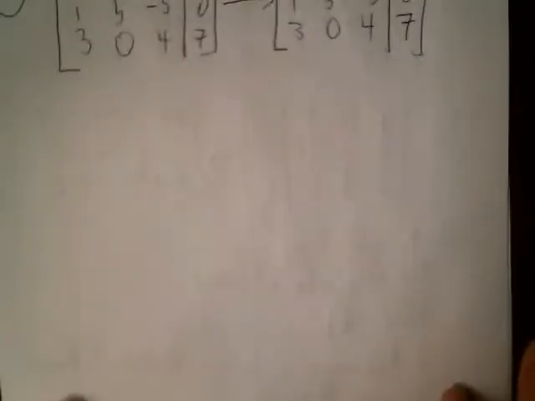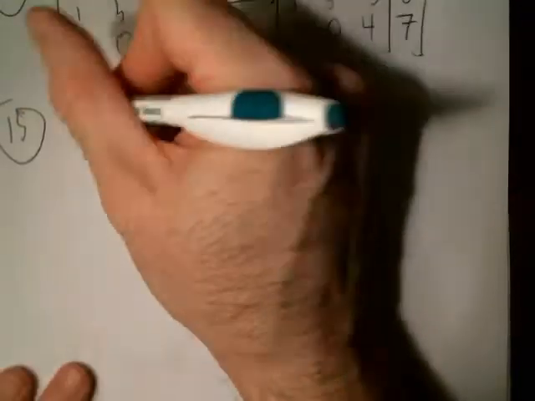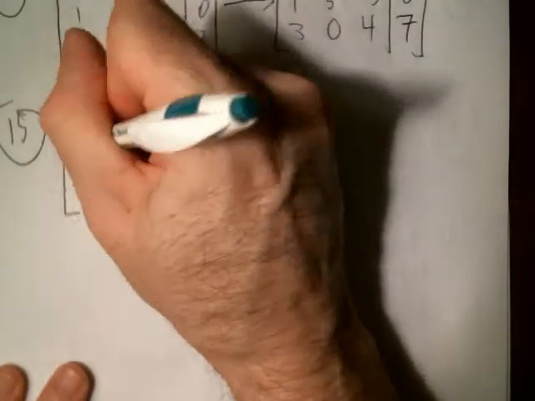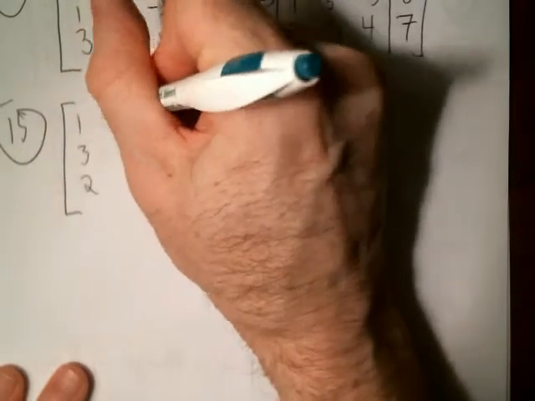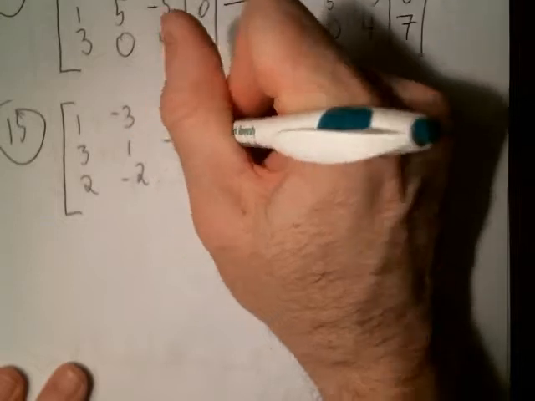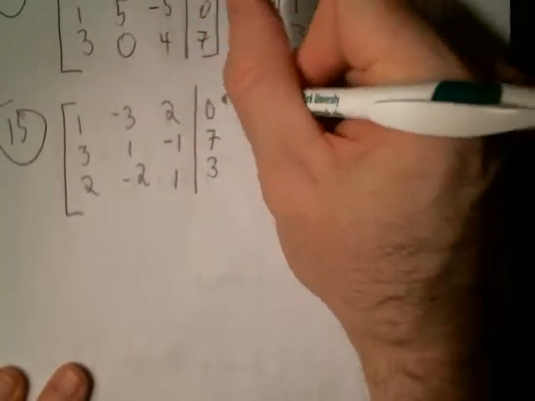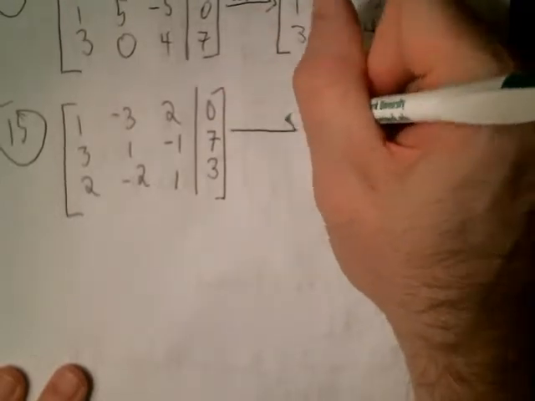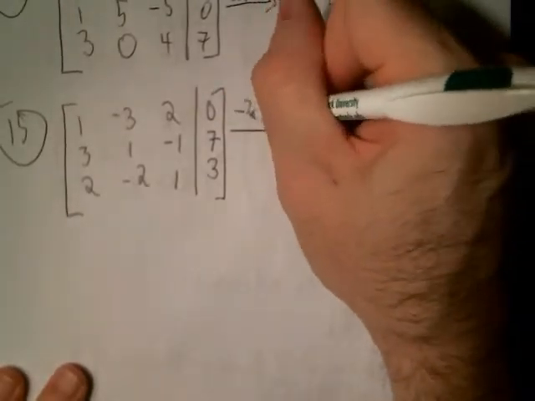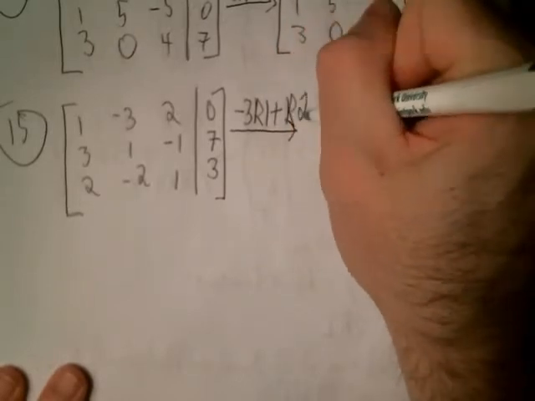Okay, let's do some addition. It's problem 15. So we have the matrix 1, 3, 2, -3, 1, -2, 2, -1, 1, and then 0, 7, 3. And the book wants us to multiply row 1 by 3 and then add that to row 2.